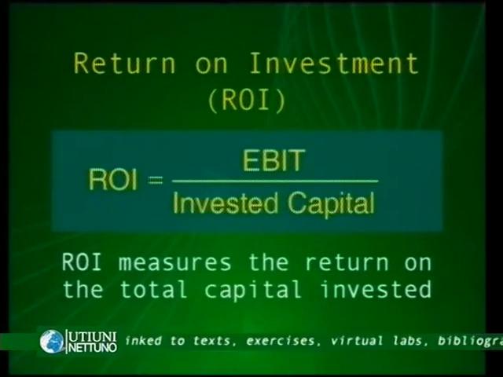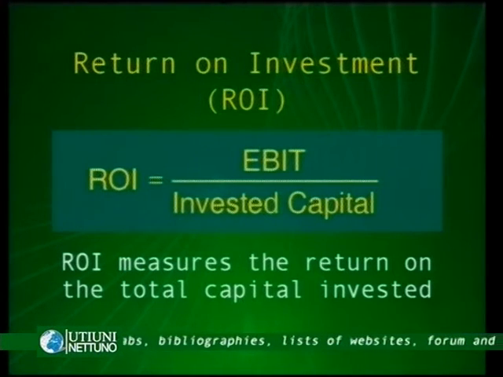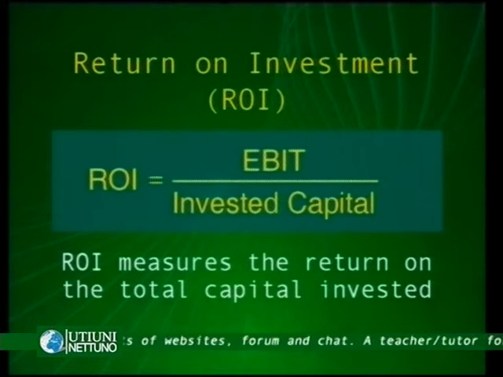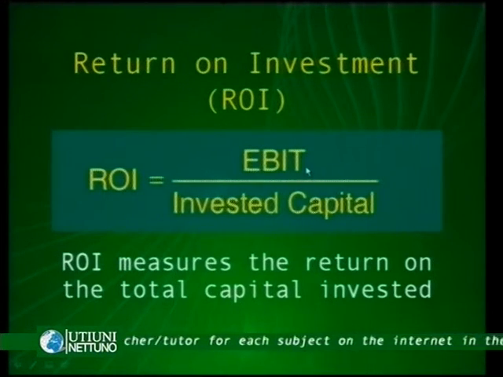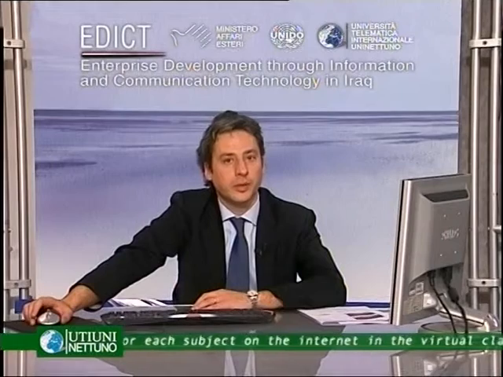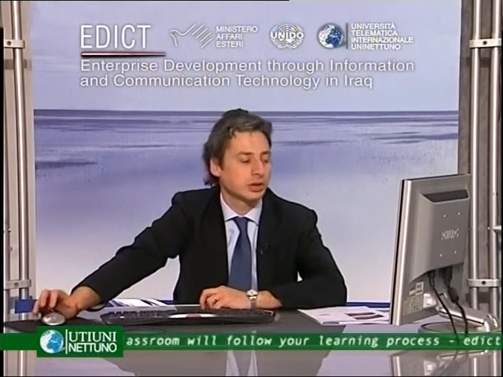As concerns the rate of return from investment, we have a ratio defined as return on investment, or ROI. The ROI is calculated as the ratio between the EBIT and the invested capital. The EBIT, as we have seen in the previous class, is the operating profit and can be calculated from the projected income statement. It's the difference between revenues and operating costs, all operating costs, including depreciation.